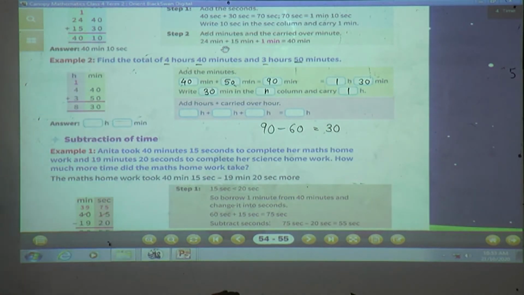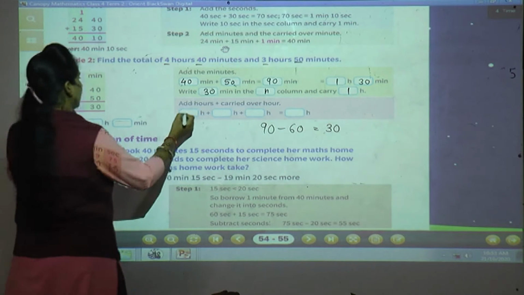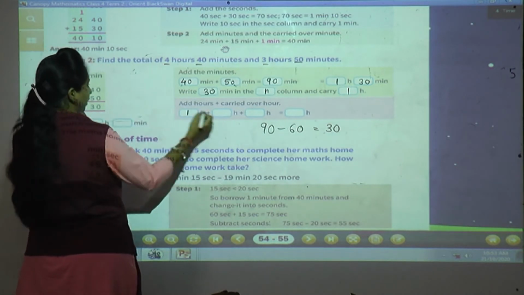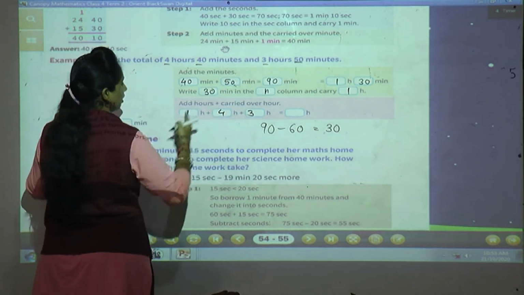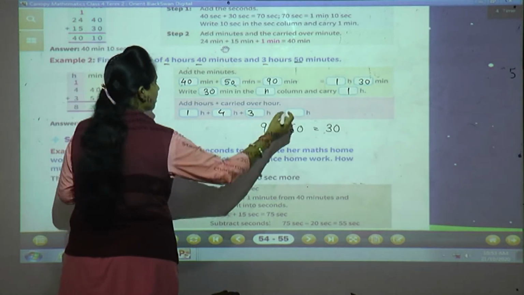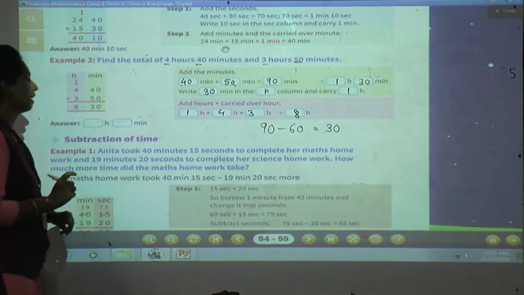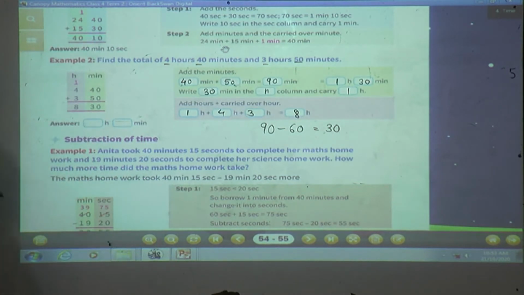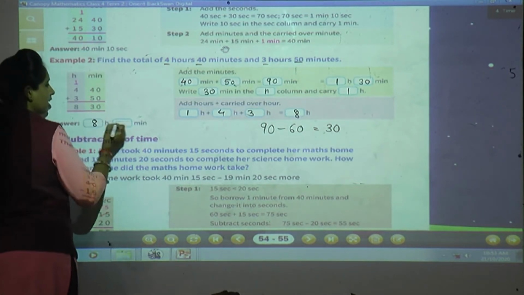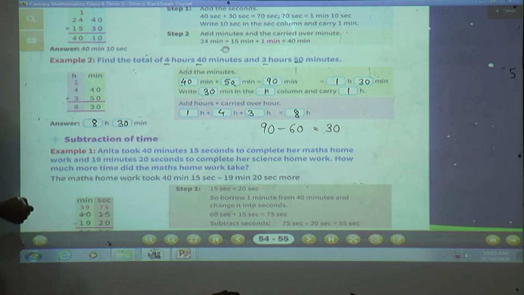Now how many hours are there here? 1 hour which is carried, and 4 and 3. When you add all these numbers we get 8. 1 plus 4 is 5, 5 plus 3 is 8. So what is the answer? 8 hours and 30 minutes. The total is 8 hours and 30 minutes.